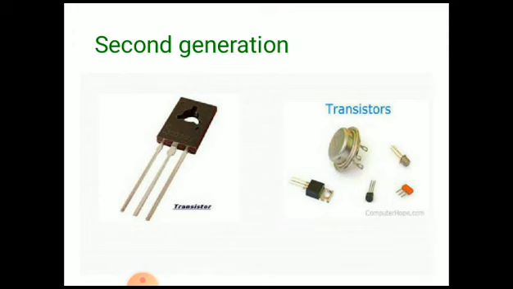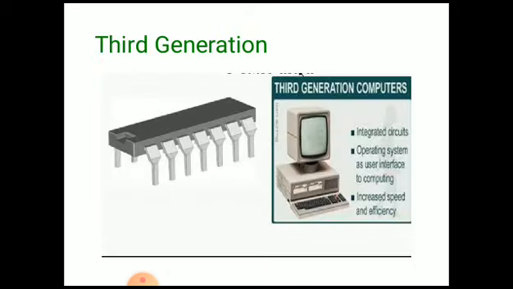Computers built using transistors were smaller, faster and more reliable compared to first generation computers. Second generation computers were used from 1955 to 1965.